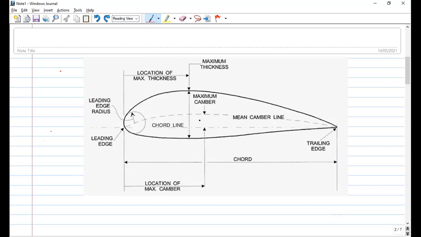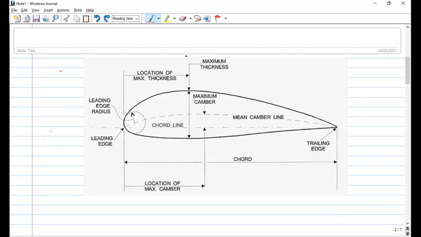Okay? Next, we have the thickness to chord ratio, or just maximum thickness. Ang maximum thickness ito. Yung maximum thickness, yung pinakamalaking portion ng airfoil. So thickness to chord ratio is the maximum thickness or depth of an airfoil section expressed as a percentage of the chord.